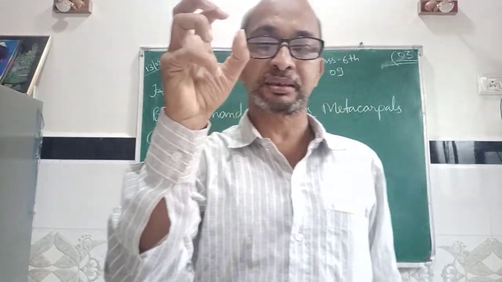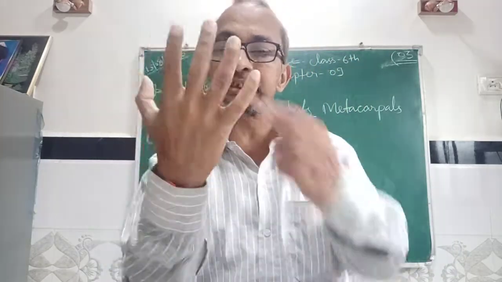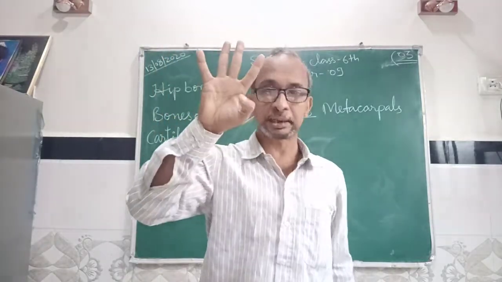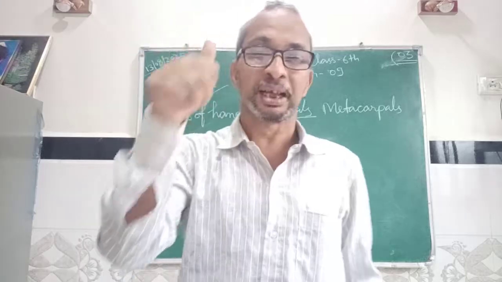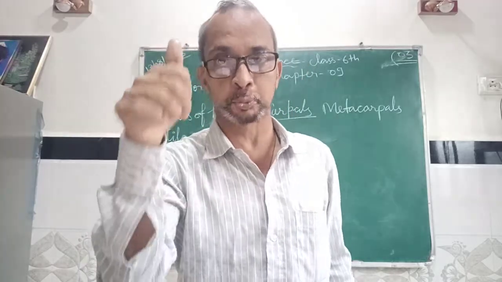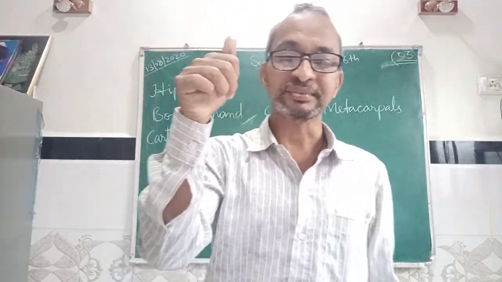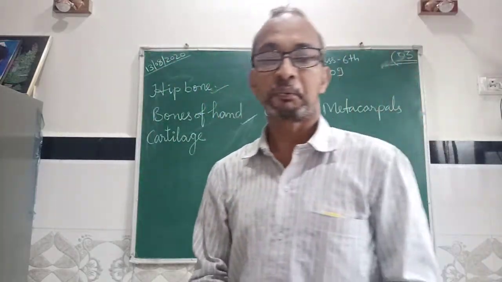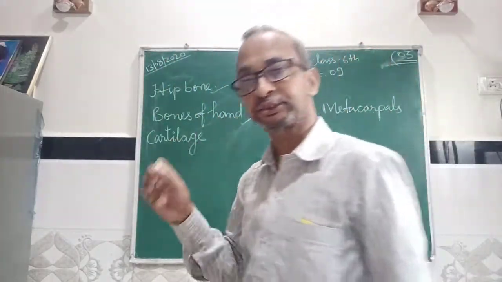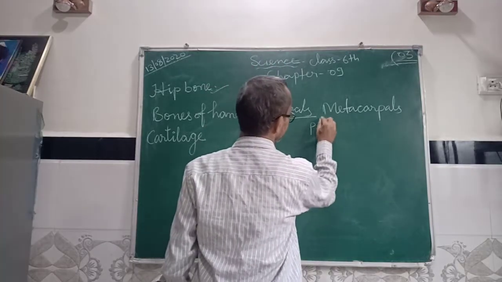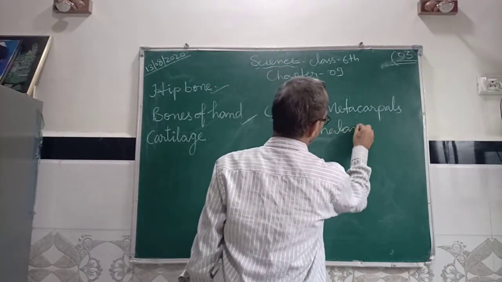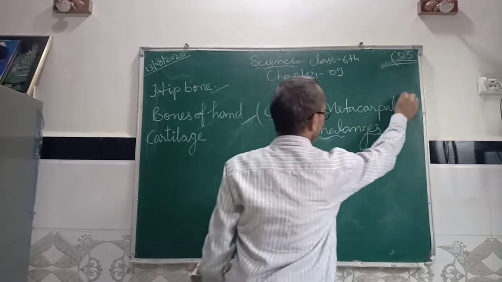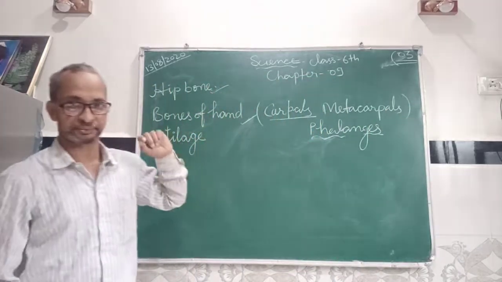And next, your finger. There are 3 bones in each finger. This finger, this finger, this and this. The 4 fingers have 3 bones each, but the thumb has only 2 bones. These bones are known as the phalanges.